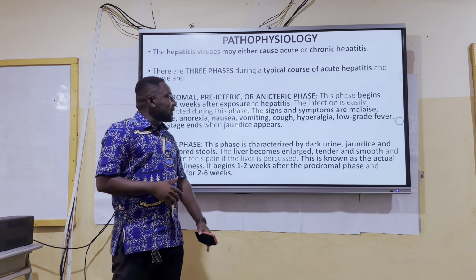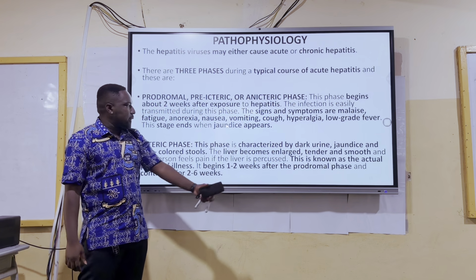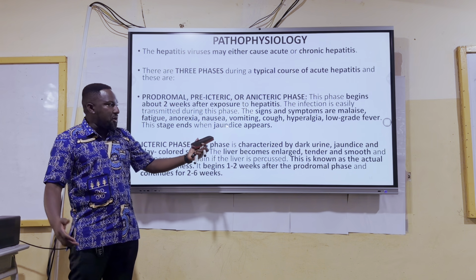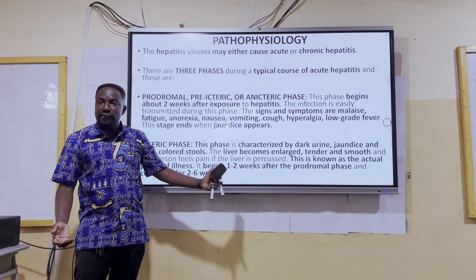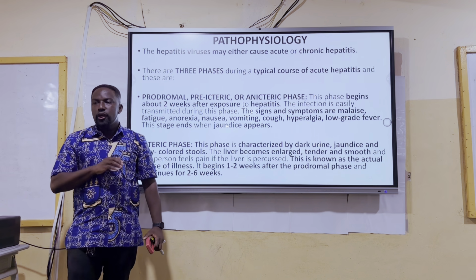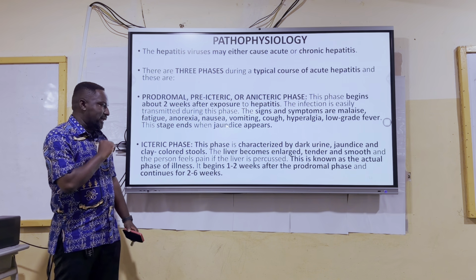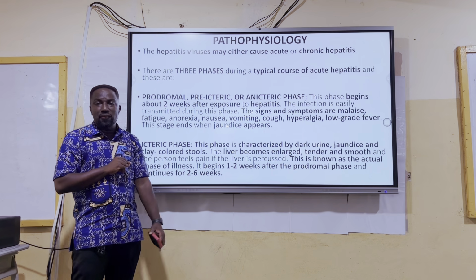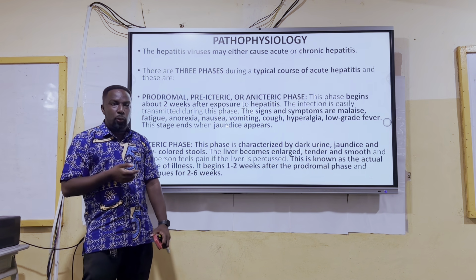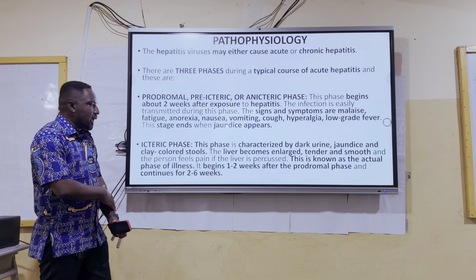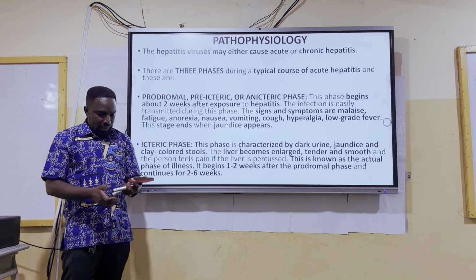So under the prodromal stage or the pre-icteric phase, the clinical features are malaise, fatigue, anorexia, nausea, vomiting, cough, low-grade fever, and in this stage of the disease there is no what? Jaundice. Now at the icteric phase, that is the stage with jaundice, there may be hepatomegaly, that is enlargement of the liver, splenomegaly, enlargement of the spleen, and the individual also presents with what? Jaundice and even scleral icterus.